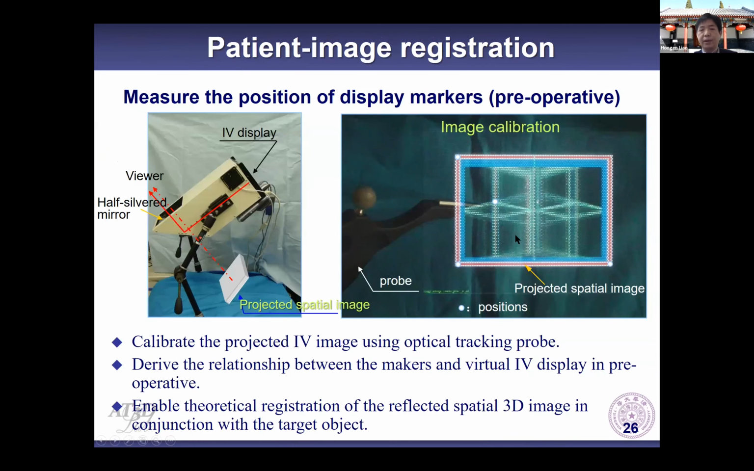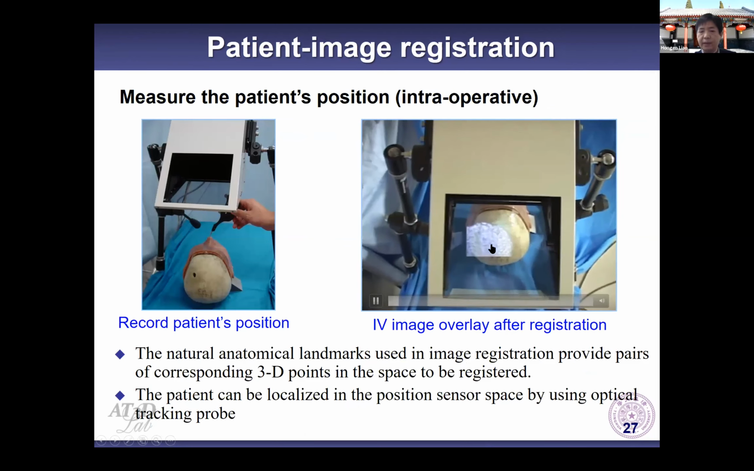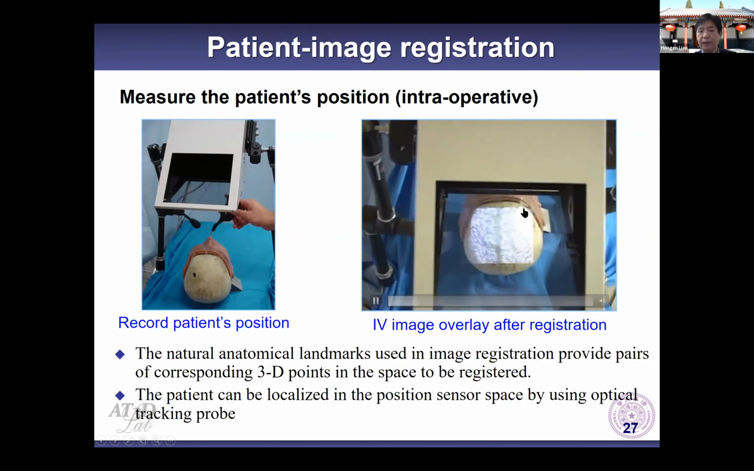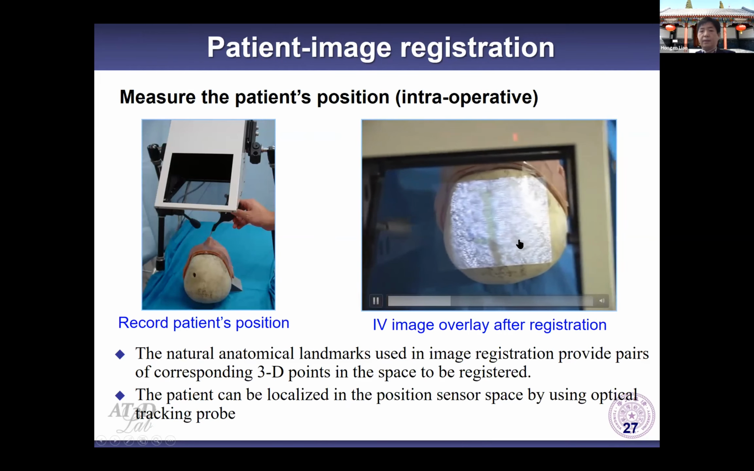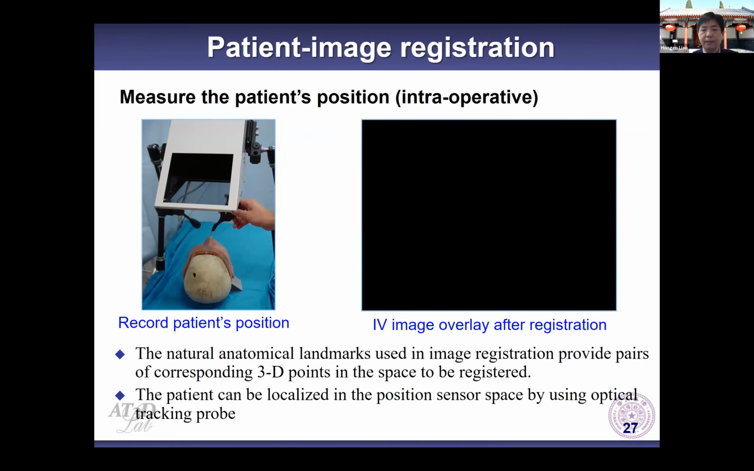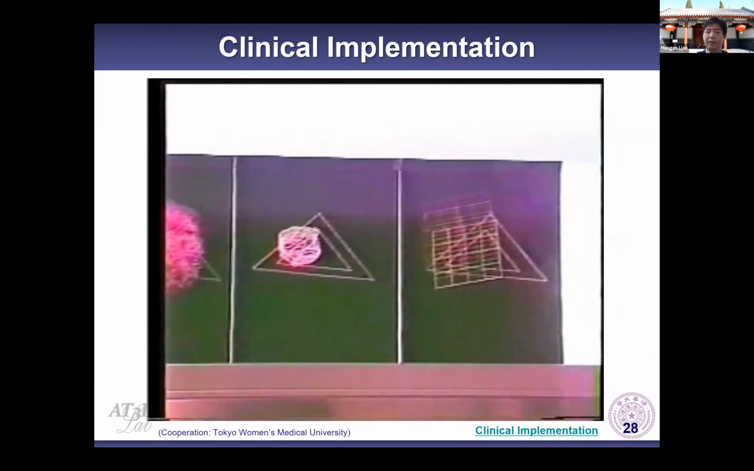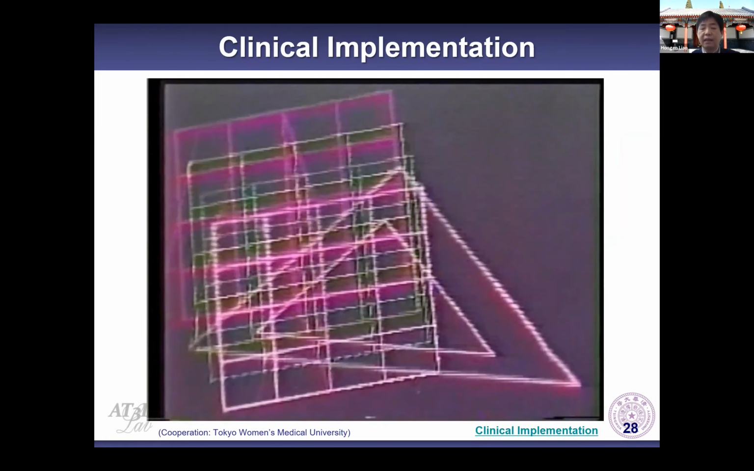So you can see we can capture the position of the project 3D image, and then we can make the patient image registration like this one. The registration can be made automatically. We just capture the structure of the patient, and the image coincides with the patient after the registration. Even if we move the camera with our viewing point, we can get the whole information inside the patient.